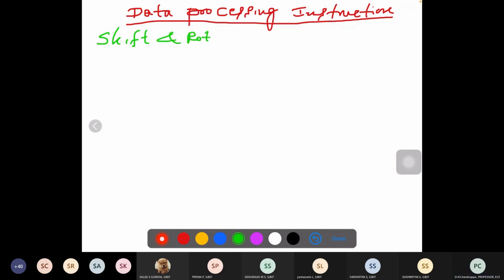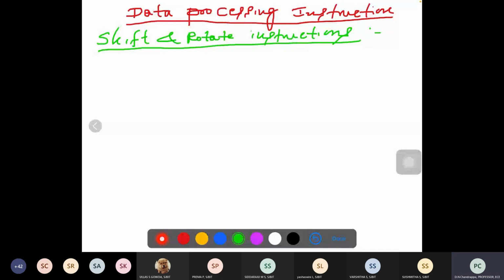So, data processing instructions, first heading. In these data processing instructions, the subheading for today's class I will start with is shift and rotate instructions.